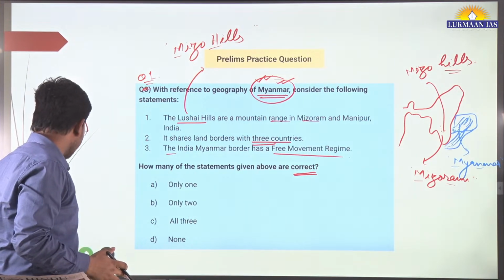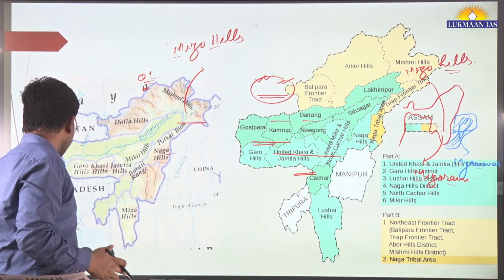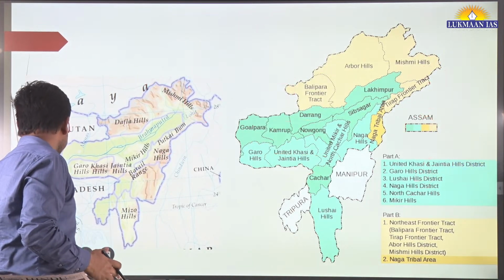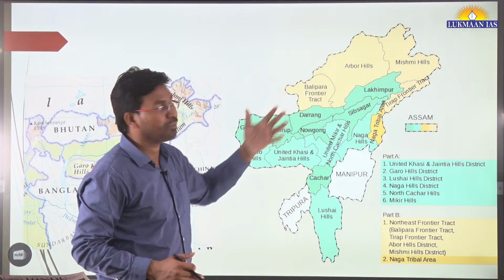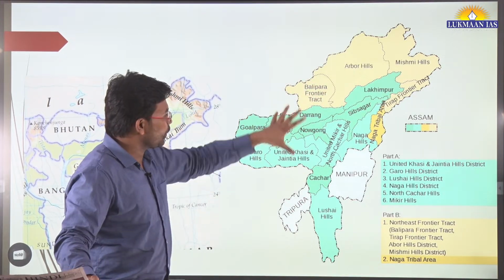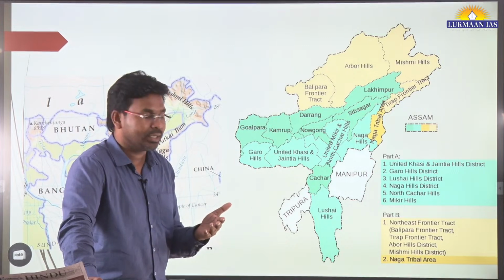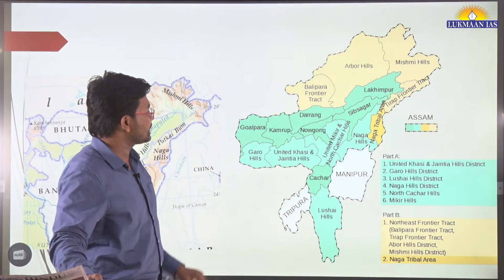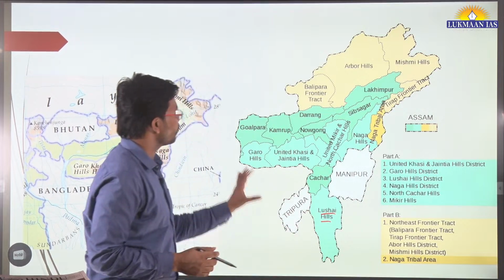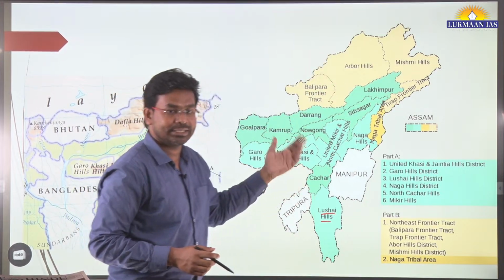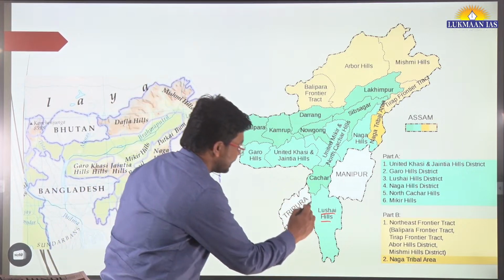To understand this question, let us quickly go through the maps of these regions. In this particular map over here, this is the map of northeastern India. We are not locating Myanmar as a country as of now. We will look into it at a later point. Let us see where Lushai Hills is. This is Lushai Hills. So this is the map of northeastern India that I had drawn earlier.